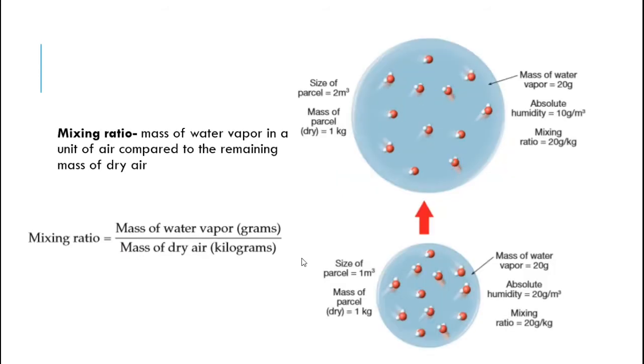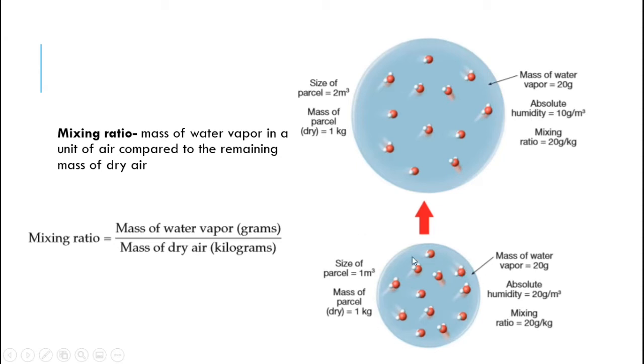Okay, next. How about mixing ratio? When we say mixing ratio, it's the mass of water vapor in a unit of air compared to the remaining mass of dry air. So in the formula, we have mass of water vapor in grams. Then the mass of dry air is in kilograms. Okay, as you can see here, we have the mass of parcel or dry air, 1 kilogram. And then the mass of water vapor is 20 grams. The absolute humidity is 20 grams per meter cube.